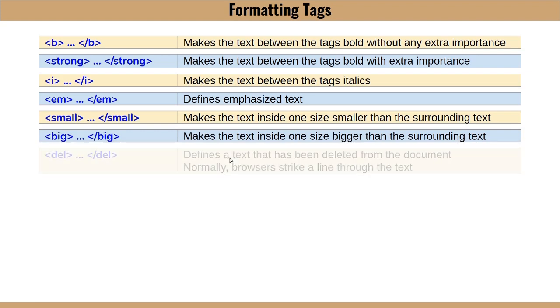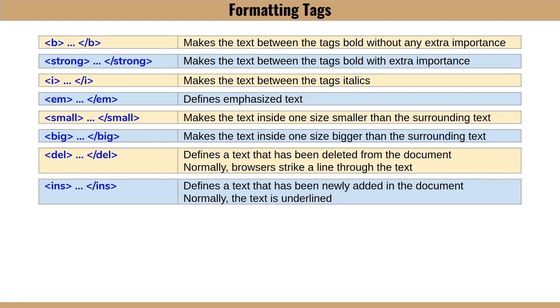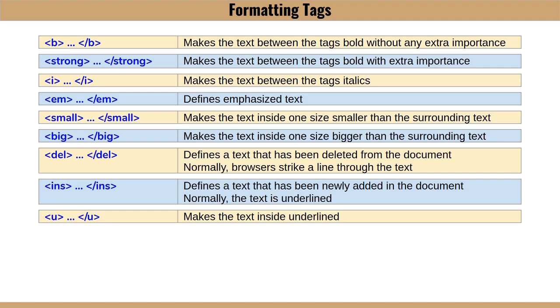Okay. Next one was a delete, DEL tag, defines a text that has been deleted from the document. So if you want to mark some text that has been deleted from the document, you can use a DEL tag. Normally the browsers strike a line through the text. The browsers will display a line through the text to indicate that this is a deleted line. And the next one is INS tag, defines a text that has been newly added in the document. Normally the text is underlined by the browser. The next one is the U tag itself. This makes the text inside underlined.